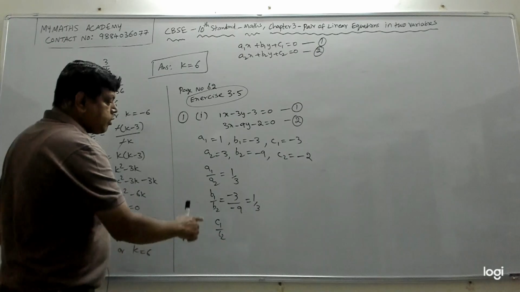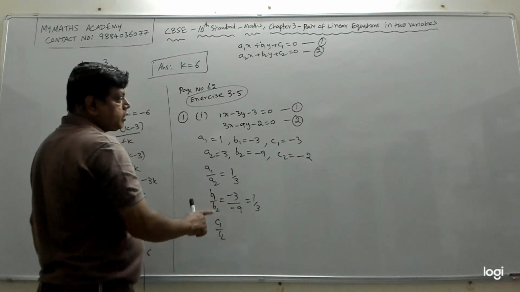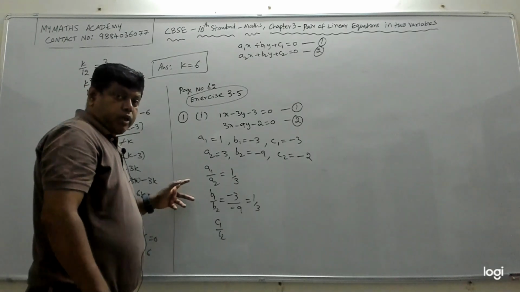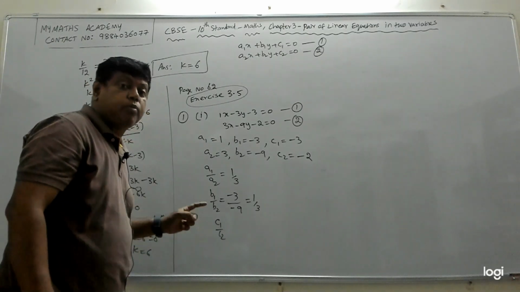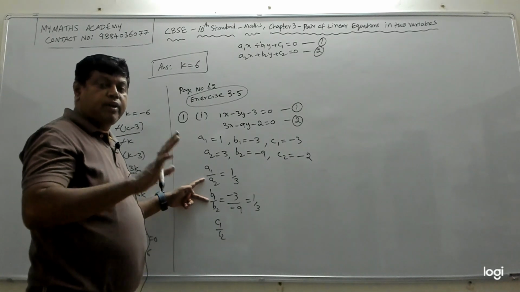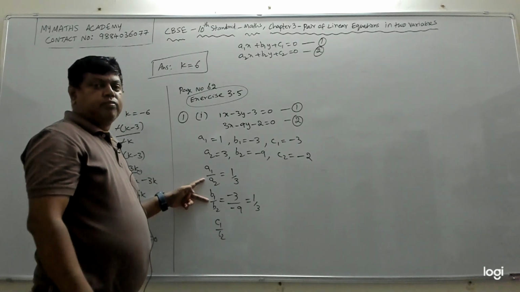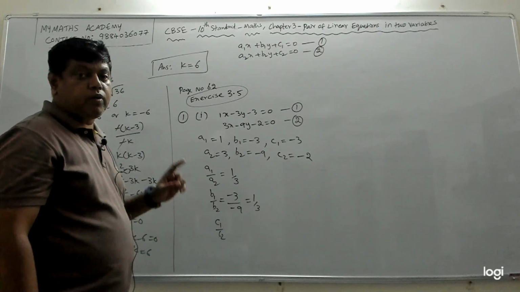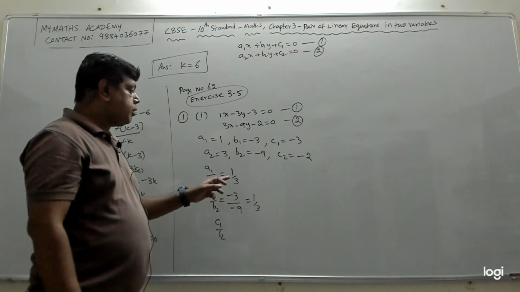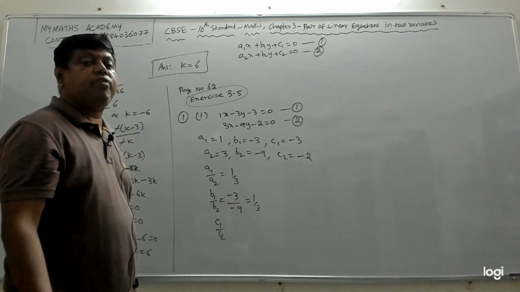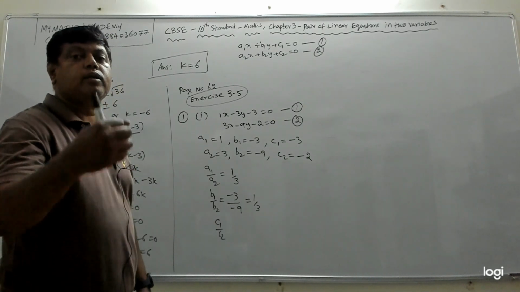But here a1 by a2 equals b1 by b2, both are 1 by 3. The moment both become 1 by 3, both are equal, then you need to continue to find c1 by c2. So when these two are matching, we can definitely say it does not have a unique solution, because the unique solution condition has failed. The unique solution condition is what? a1 by a2 should not be equal to b1 by b2, but here they are equal. So we should continue to find the ratio c1 by c2.